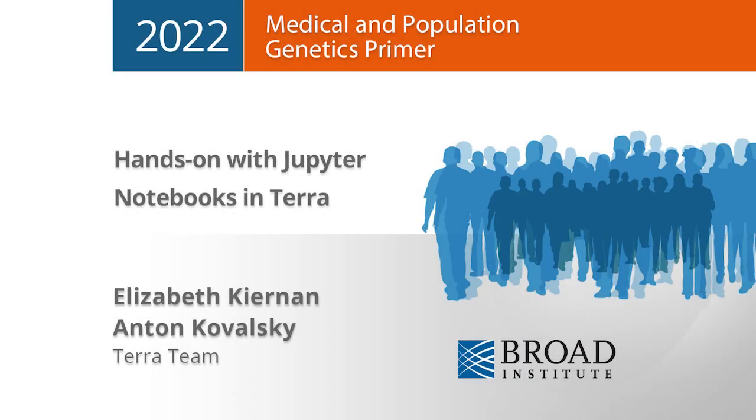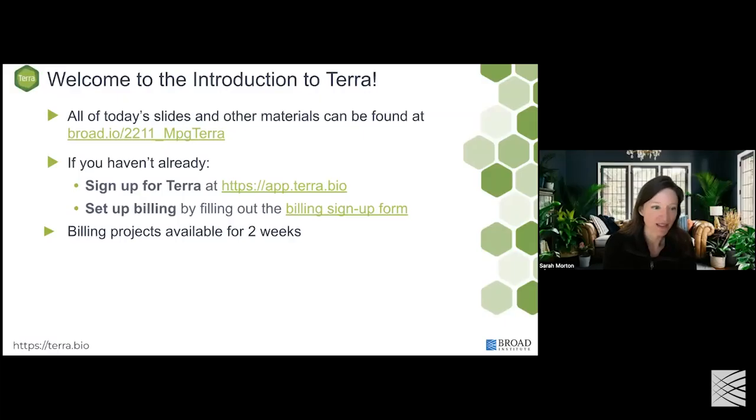I am very excited to introduce our two presenters today. Elizabeth Kiernan is a science writer in Broad's data sciences platform, and she's joined today by Anton Kovalsky, who is also a science writer at Broad's data sciences platform. He'll be our main presenter today. He did his PhD work at Case Western Reserve University, following undergraduate studies in physics at Brandeis and graduate work in material sciences at the University of Illinois, where he focused on fabricating solar cells and characterizing their behavior. We are so excited to have them both here today and to be able to help us learn more about how to best utilize Terra in our research.